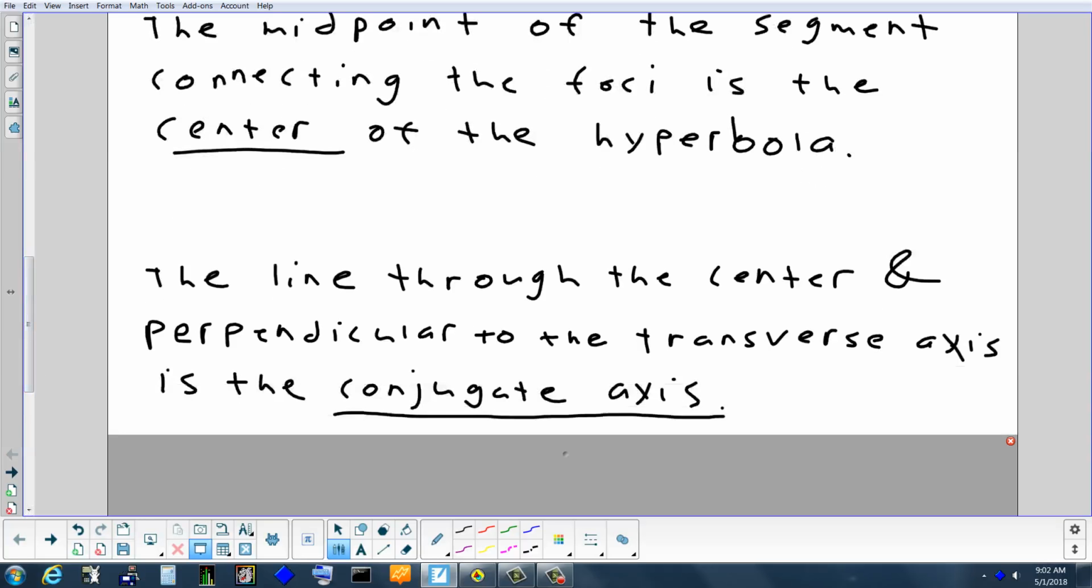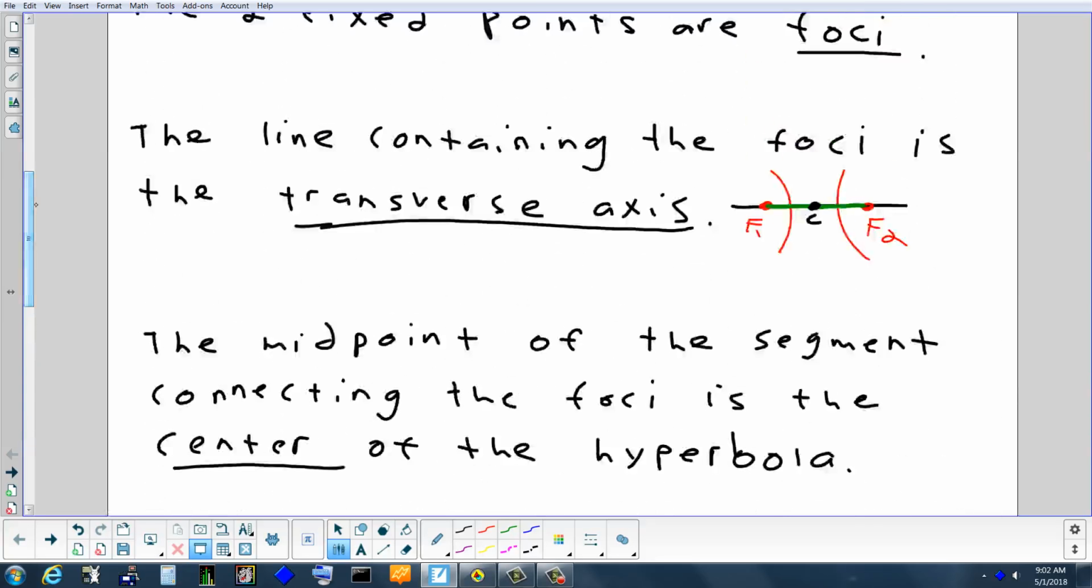Okay. It's a little harder to keep them straight, but if you can just remember transverse, think of traverse, goes across. Right? It goes across the two parts. Okay. Conjugate axis, it goes right in the middle. So your conjugate axis, if I go back up, would be right there in black.